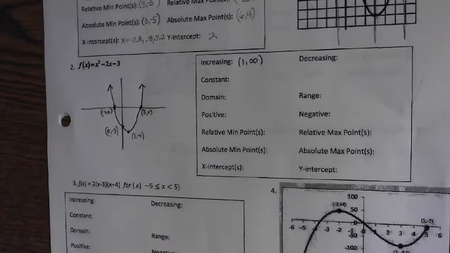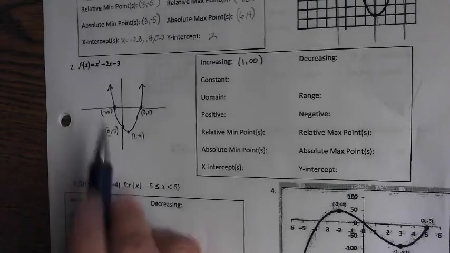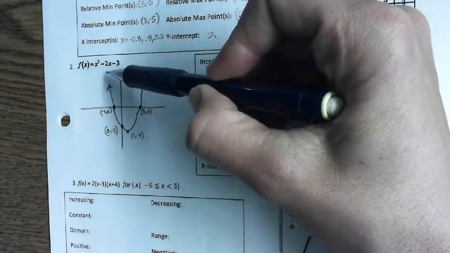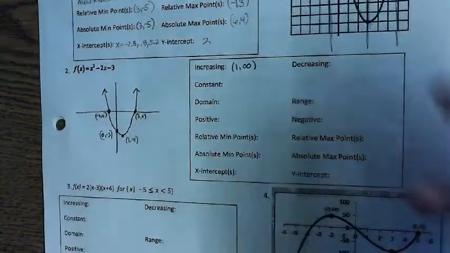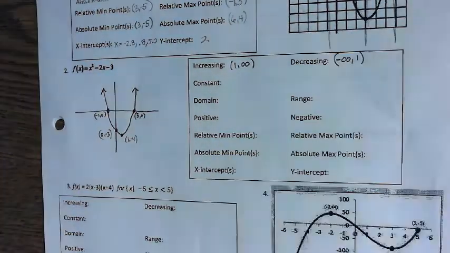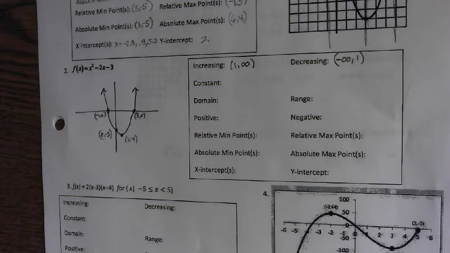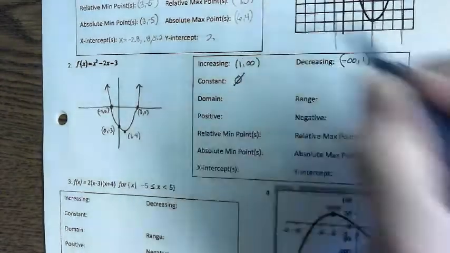Eric, decreasing. There's no decreasing or no? Decreasing means a negative slope. There's never a negative slope on this thing. There is, isn't there? Negative slope means as you're tracing the graph from left to right, it's going down. Right. Negative infinity to 1. So it is decreasing along this entire stretch, negative infinity to 1. There is no constant interval, so I'm just going to write nothing there.